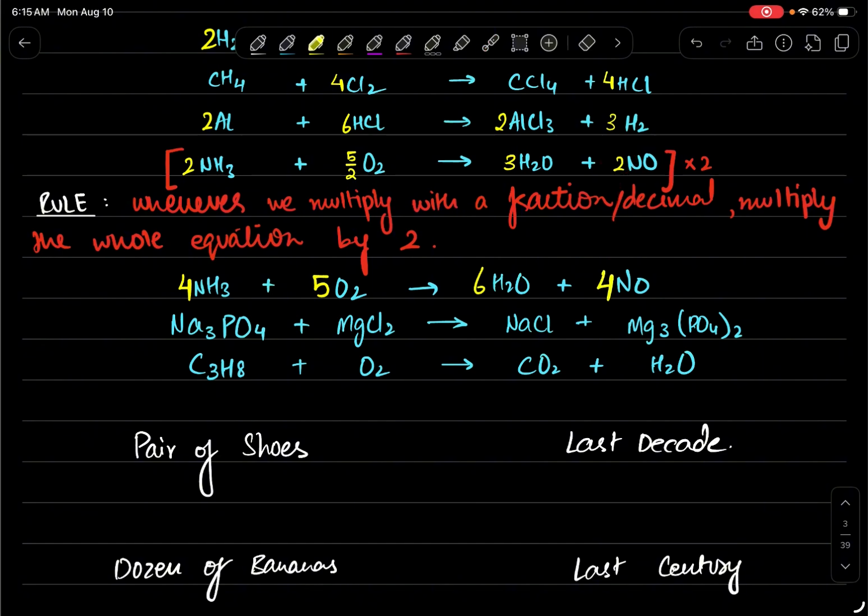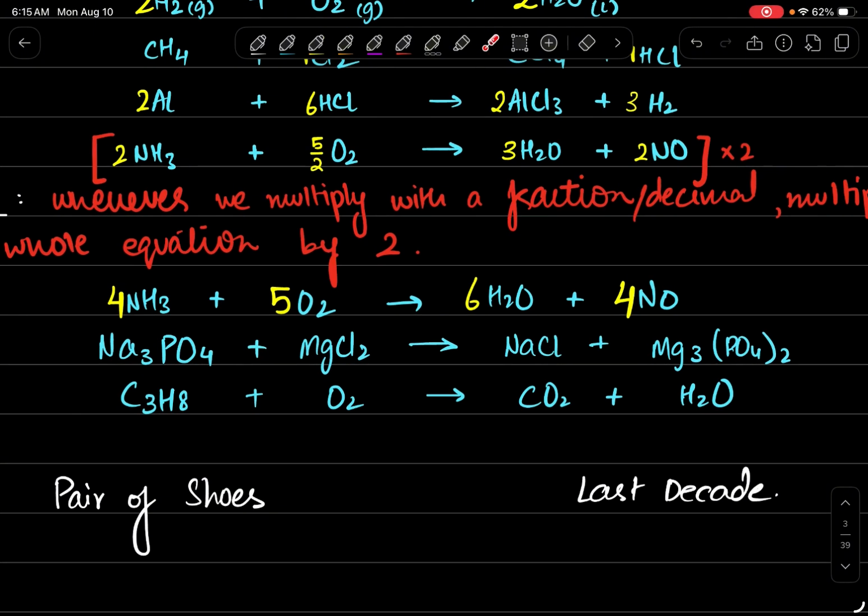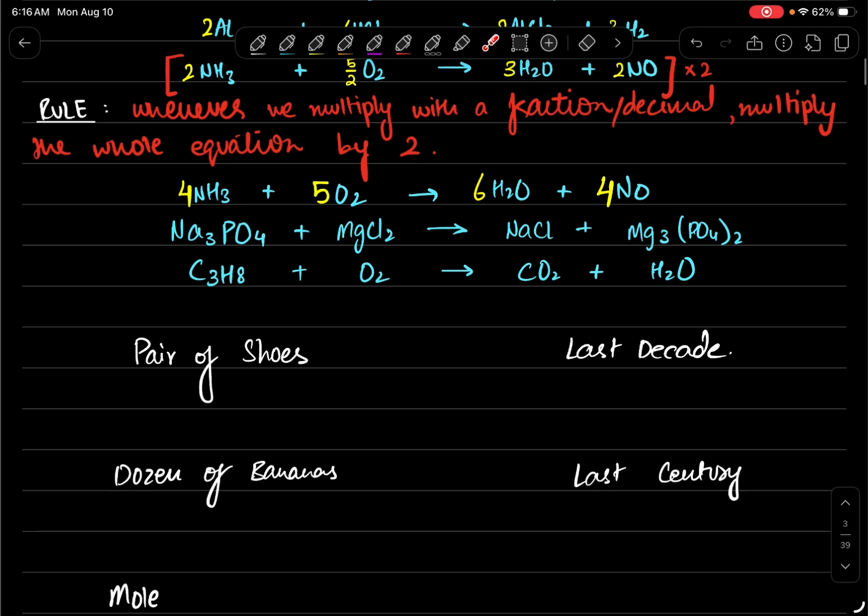And now automatically, if you see, our equation is balanced, right? So this will make up 4 nitrogens here, 4 nitrogens here. 4 times 3, 12 hydrogens here, and 6 times 2, 12 hydrogens here. 5 times 2, 10 oxygens here, 6 and 4 oxygens here. That makes up 10, right? 6 from this side and 4 from this side. That makes up 10 oxygens here, right? Pretty easy. Now let's see the other equation.